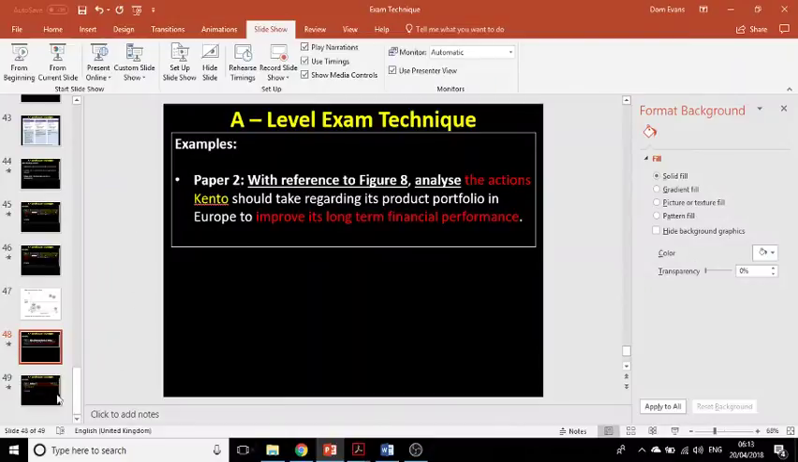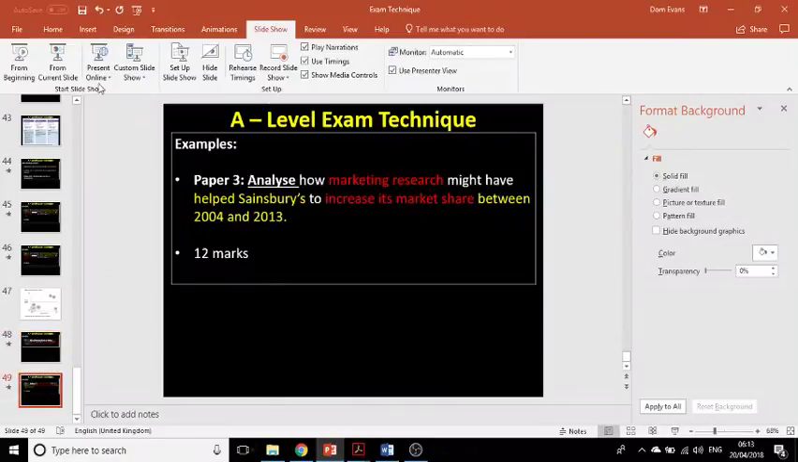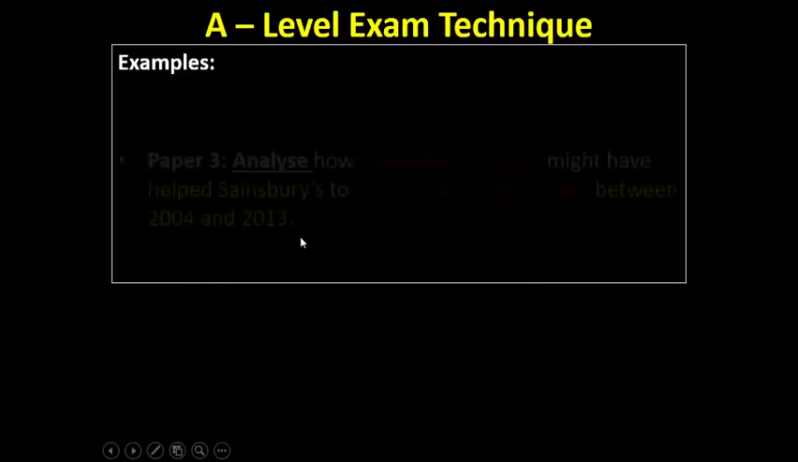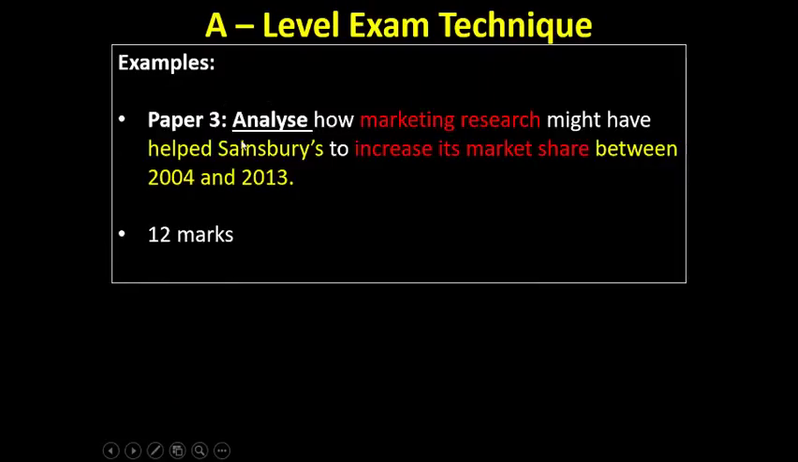The final question that I want to look at is this 12 mark one, which occurs in paper 3. And the question instruction: analyse, context, Sainsbury's between 2004 and 2013. And the question is about how marketing research can increase its market share.